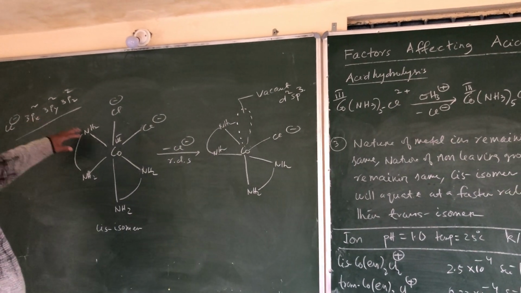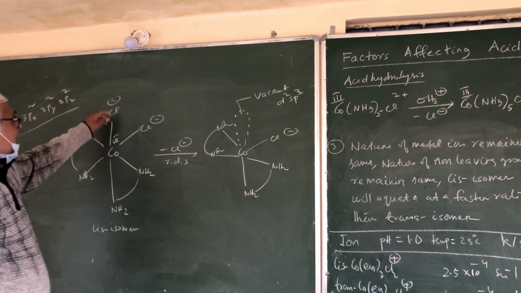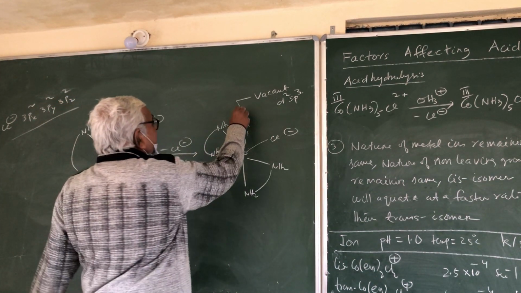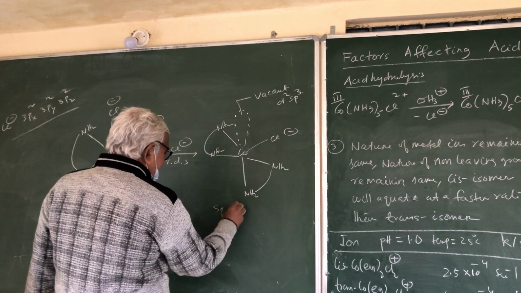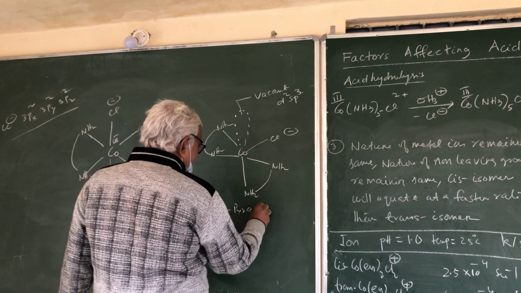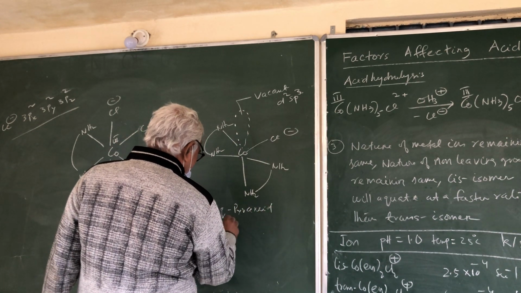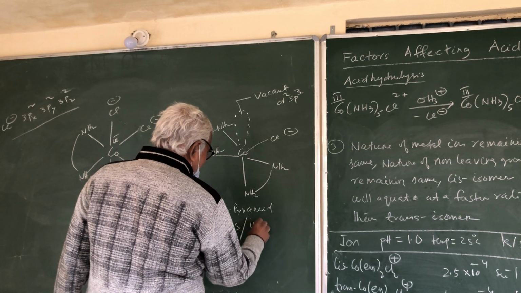So when one of the chlorides is lost, this is a square pyramid. It may be a transition state or an intermediate.